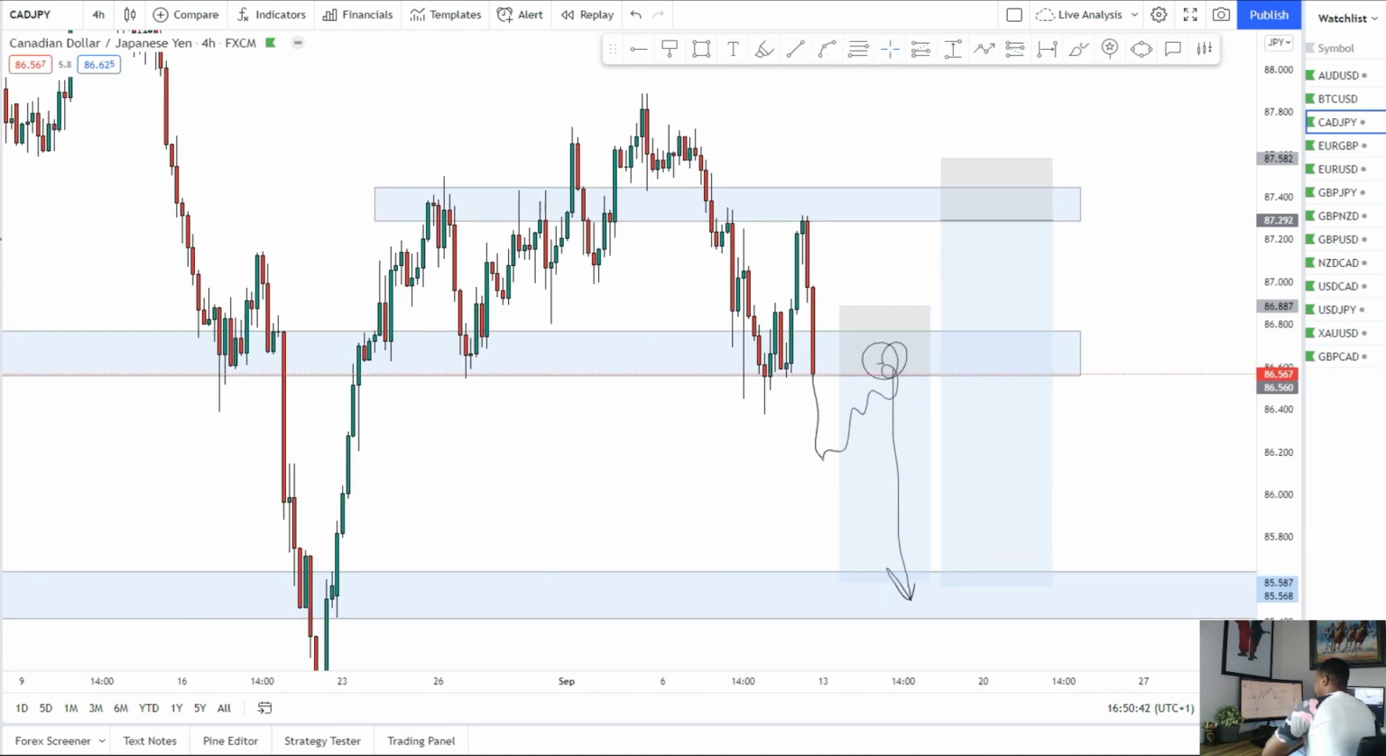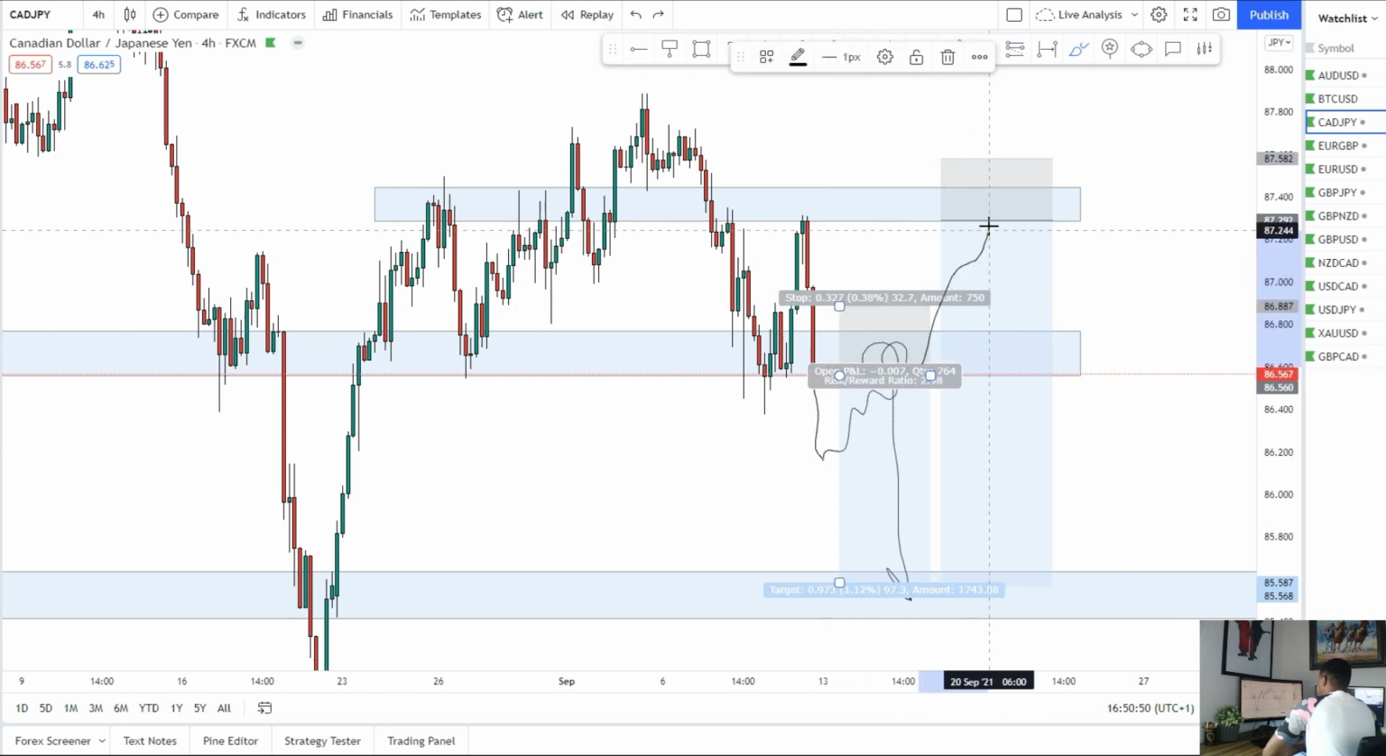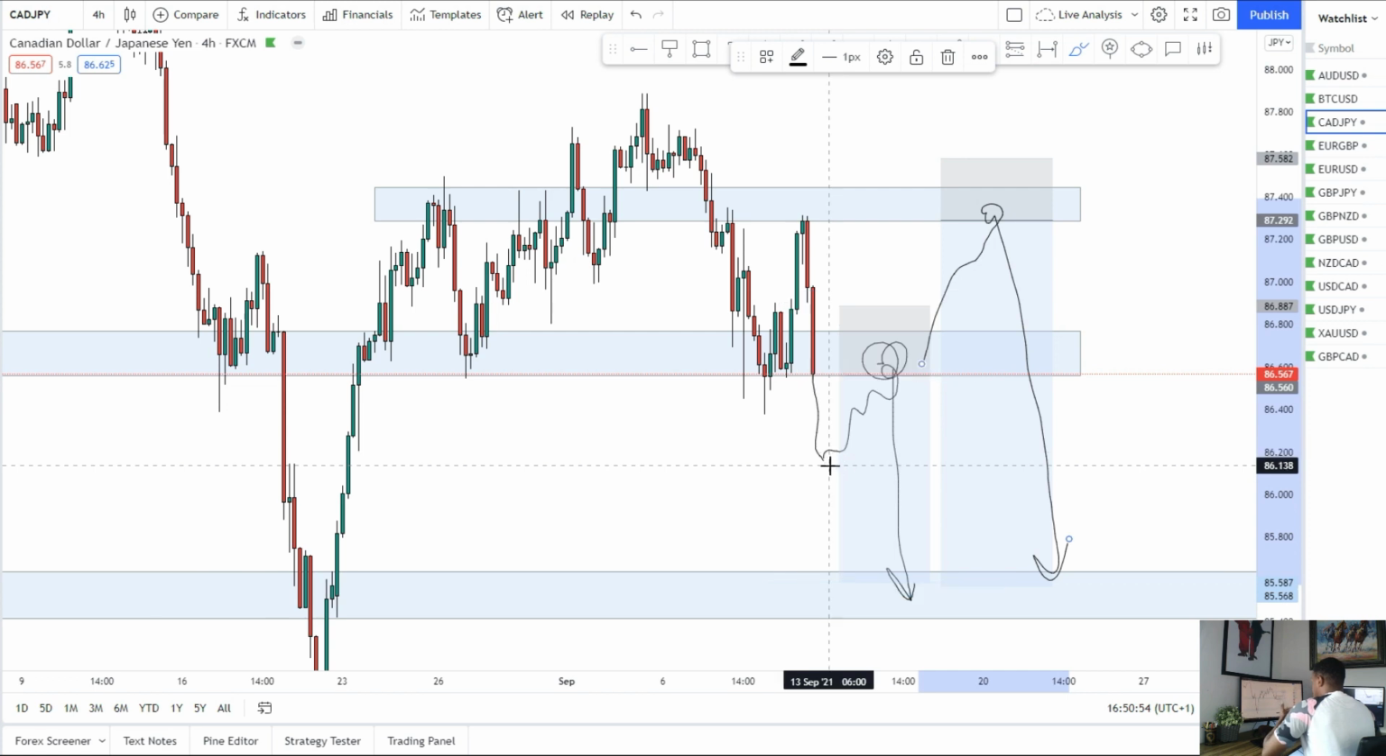We are looking for sales again, not really interested in the buys. Maybe if we take out this level all the way up here, we'll be interested in buys, but I'm not sure I can see CAD JPY doing that. So we'll be sticking with that bearish bias for next week, only looking for selling opportunities.